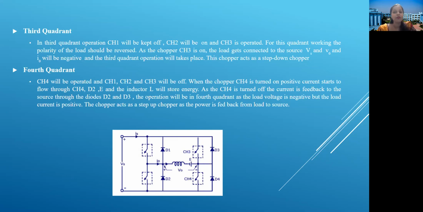The last one, fourth quadrant operation. Here chopper 4 will be operated and all other choppers will be kept off. When chopper 4 is turned on, positive current starts to flow through chopper 4, diode 2, and E, and the inductor will store energy. As chopper 4 is turned off, the current is fed back to the source through the diodes 2 and 3. The operation will be in the fourth quadrant as the load voltage is negative, but the load current is positive. The chopper acts as a step up chopper as the power is fed back from load to source.